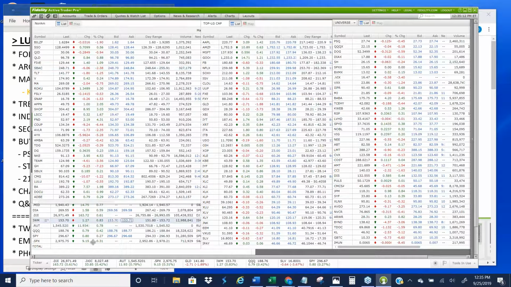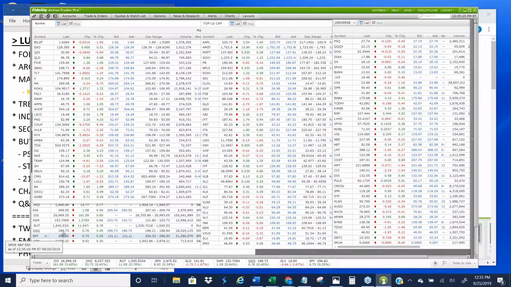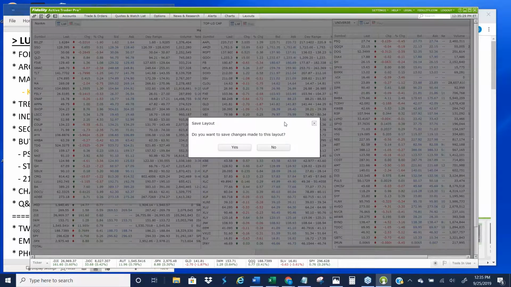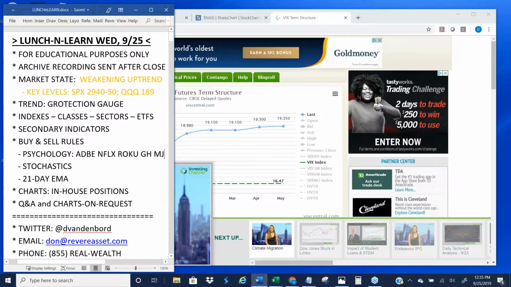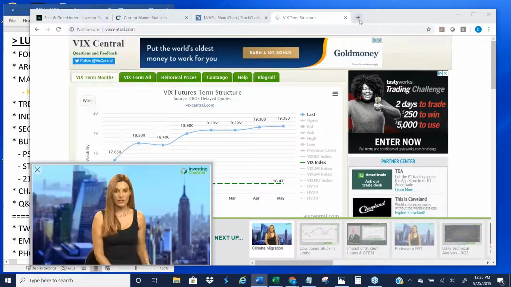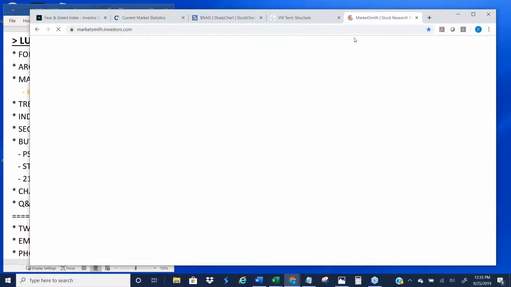Not much has changed from when we were looking at it before. Still vacillating in this 2970 to 2980 area. The key level that I mentioned I'm watching is 2980. Can we get back above it on the S&P? And can we get back above 189 on the NASDAQ 100? And this streams a lot of data, so I'm going to shut this down. That may be slowing down MarketSmith.